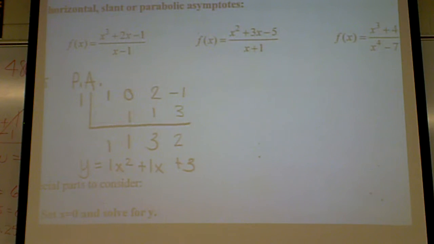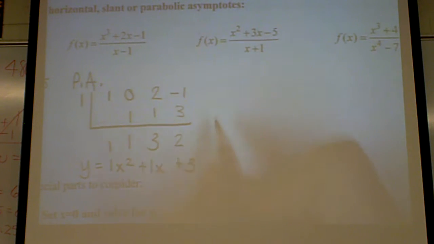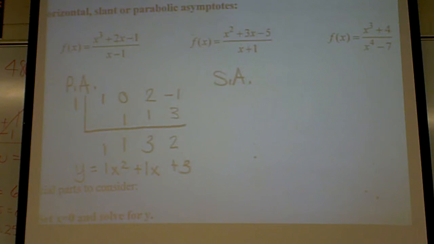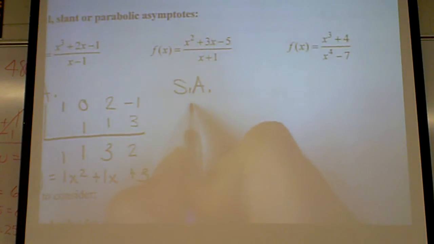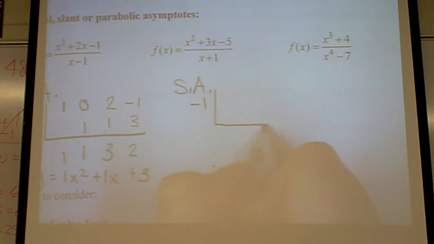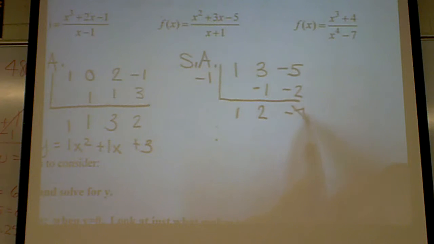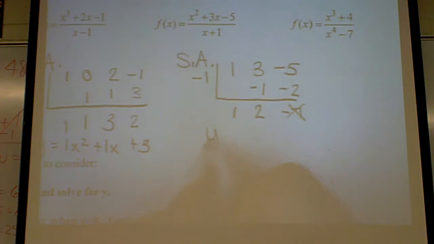And for the third one, look at my degrees. It's 2 on the top and 1 on the bottom. So this is a slant since the top is 1 more than the bottom. And how do we solve for these? Yep, use synthetic division again. So I'm going to divide by negative 1 this time. And inside the box, I have 1, 3, and negative 5. I'll bring down the 1, multiply, add, multiply, and add. So my remainder would be negative 7. We ignore that. And then my asymptote will be y equals x plus 2.